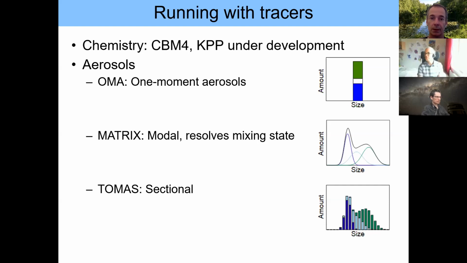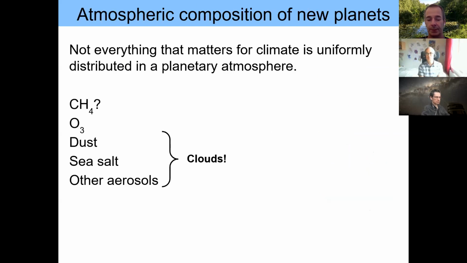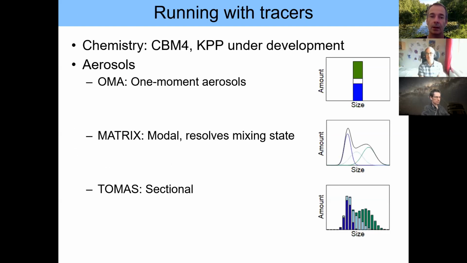Sunny is working with the KPP, which is the kinetic preprocessor that will enable us to change chemistry flavors much more easily compared to what we have right now, which is plenty of hard coding in there. But this is not ready yet, and at some point it will be.